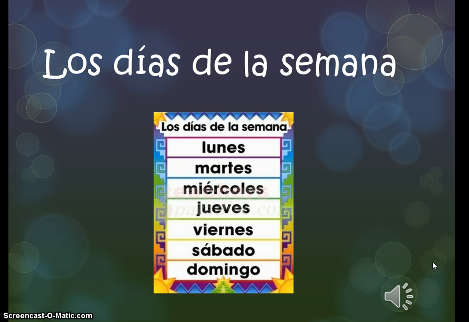Lunes is Monday, martes is Tuesday, miércoles Wednesday, jueves Thursday, viernes is Friday, sábado Saturday, domingo is Sunday. Lunes, martes, miércoles, jueves, viernes, sábado, domingo.